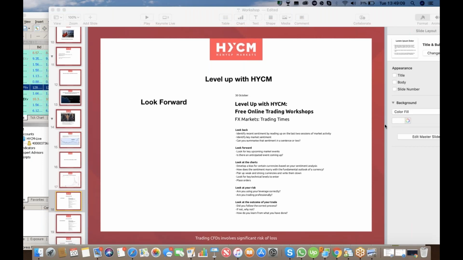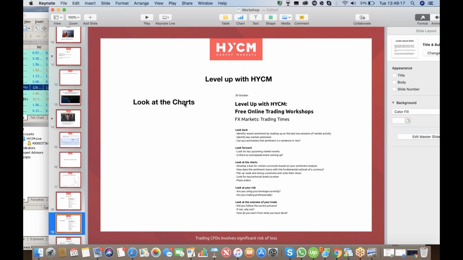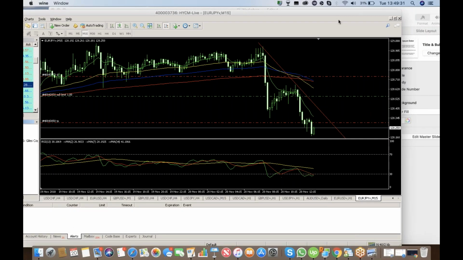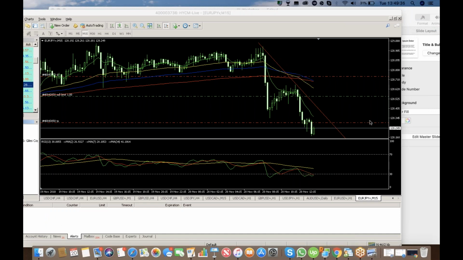Okay, so returning to our handouts, you can see here that we've looked at the charts, we've paired up weak and strong currencies, we've written them down, we've looked for key technical places to enter. Let's go back to the chart. Looking at that 15-minute chart, where would be a good place, do you think, to enter a euro yen short?